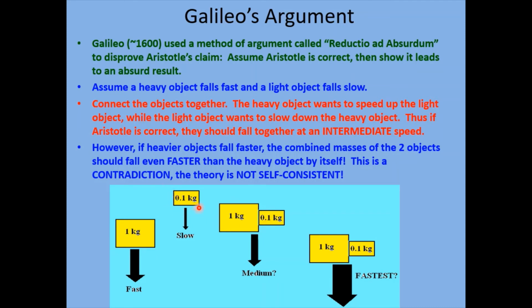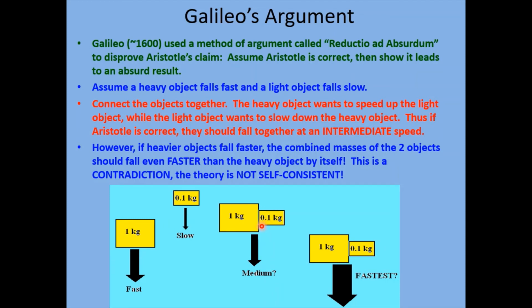Meanwhile, the light object, which wants to travel down more slowly, is going to try to slow down this heavier object. So if Aristotle is right, then this situation here where they're connected should fall down somewhat at an intermediate speed, somewhere in between fast and slow, because of the two velocities sort of averaging out each other.